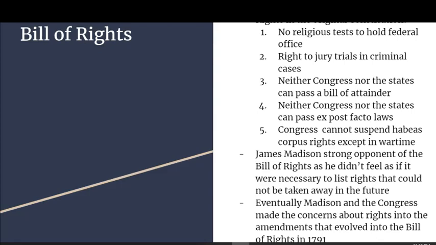And so we have the father of the Constitution, James Madison, the strong proponent of the Bill of Rights. He didn't feel as if it was necessary to list these rights, because he just didn't think they'd be taken away in the future. But eventually he realized, and the Congress were concerned about the rights, the amendments, and that evolved into the Bill of Rights in 1791. And also, this is another fact, that the Bill of Rights was added because they needed full ratification. They needed to add the Bill of Rights to get more votes to make sure the Constitution is ratified.